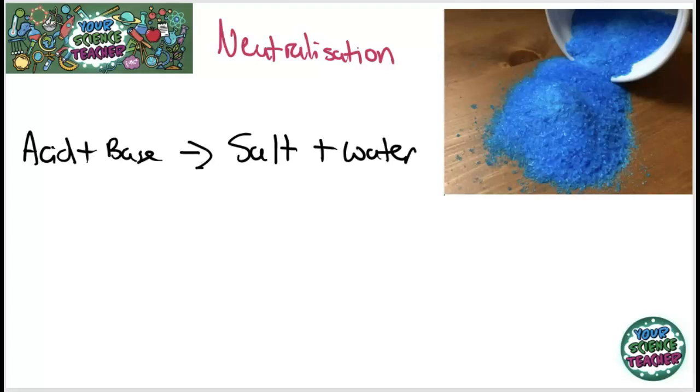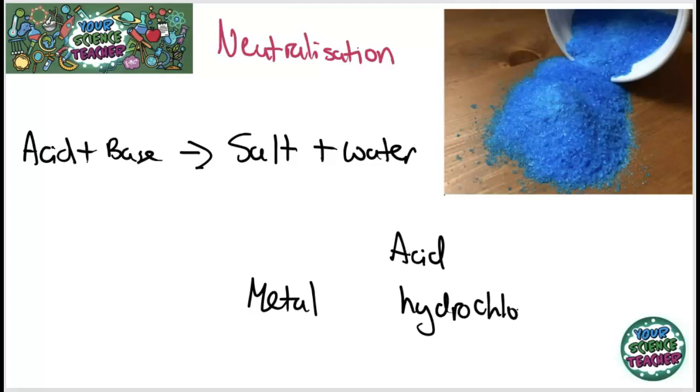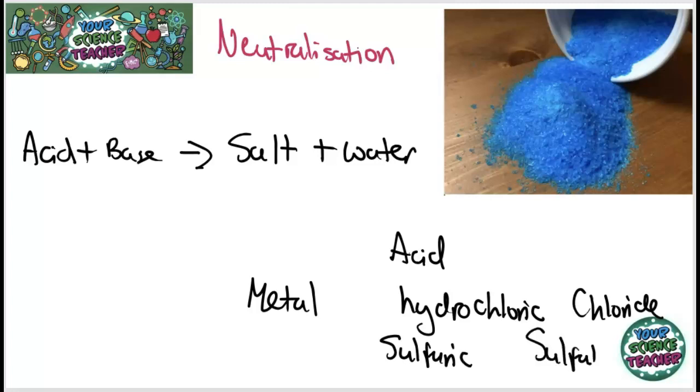Now, naming this salt is the trickiest bit of this topic, maybe. And you need to know a few rules. The first word of the salt is always the metal. And then the second name of the salt comes from the acid used. If you use hydrochloric acid, you make a chloride salt. And if you use sulfuric acid, you make a sulfate salt. So let's look at what this means then.